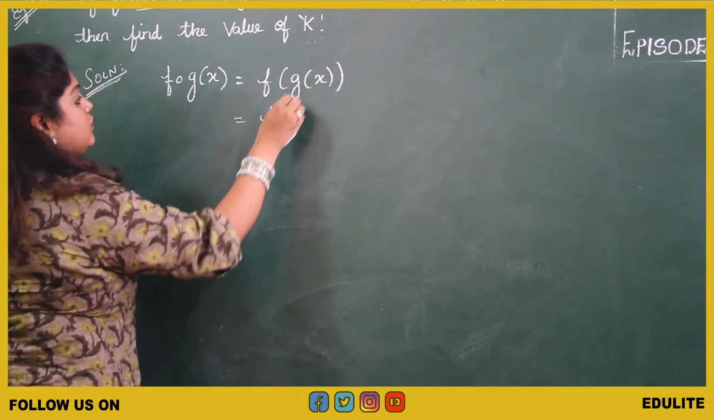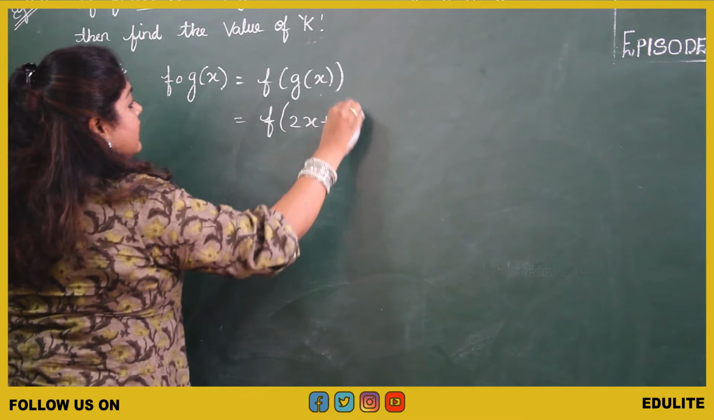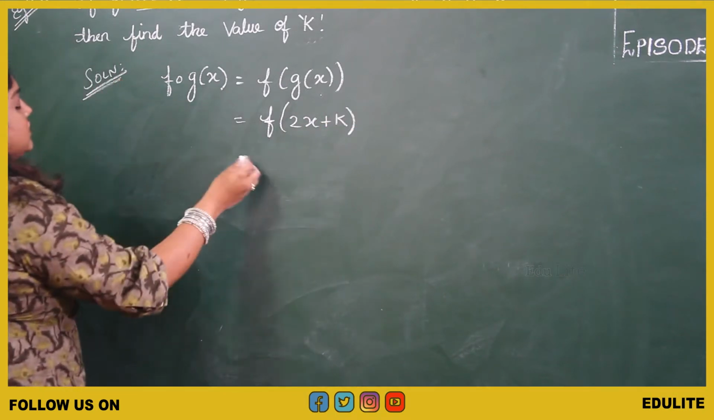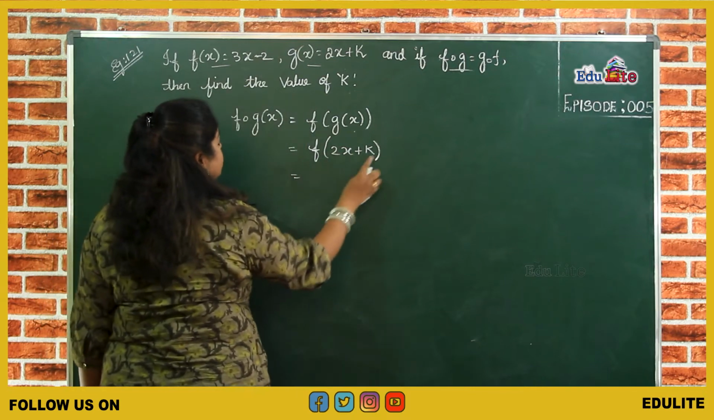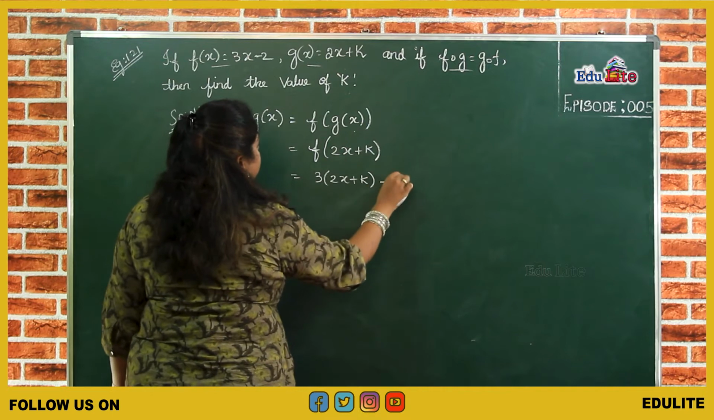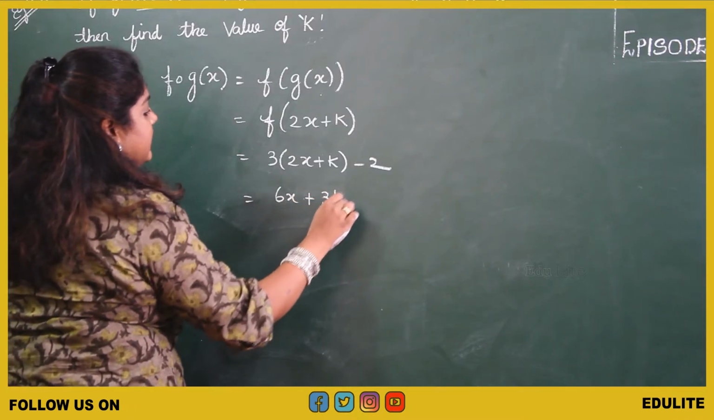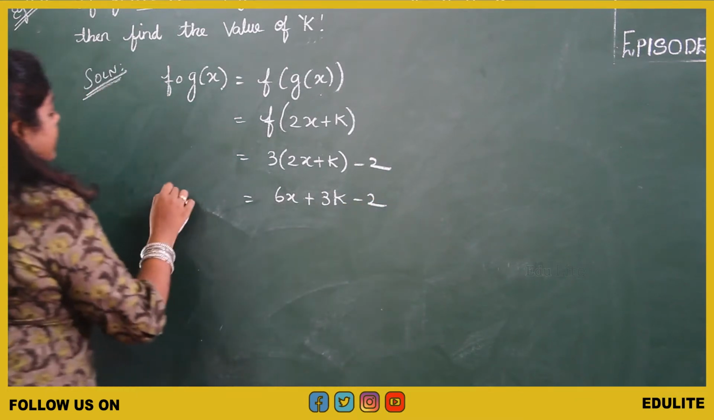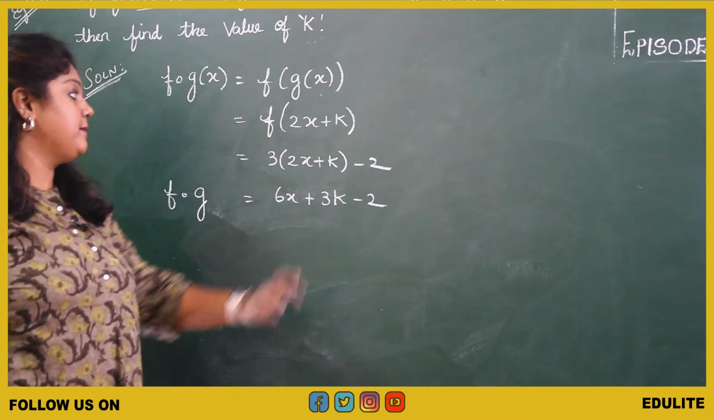G of x is given as 2x plus k. Now we have to use the f of x function, which is 3x minus 2. In place of x, we have to substitute 2x plus k. So 3 into 2x plus k minus 2. 3 2s are 6x plus 3k minus 2. F composite g, we got as 6x plus 3k minus 2.